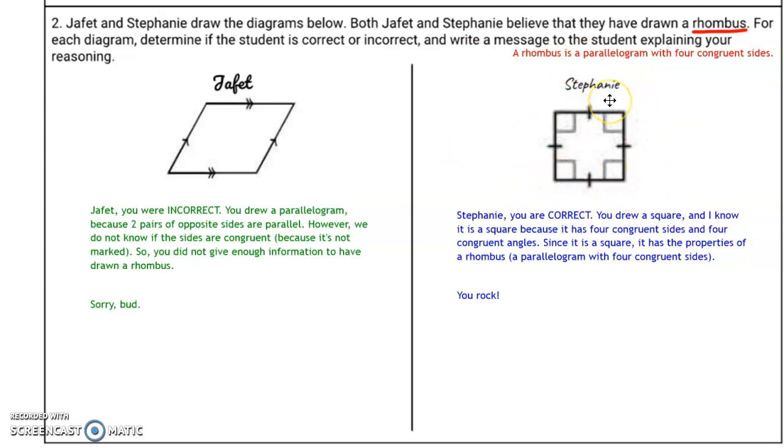For this next one, Stephanie drew a square. And if you had said she drew a square and she is wrong, oof. Remember that a square has 4 congruent sides and 4 congruent angles. Since it's got the 4 congruent sides, and since it is a type of parallelogram, it does still have the properties of a rhombus. A square is a type of rhombus. It's also a type of rectangle. A rectangle is a type of shape with 4 right angles. A square is a special kind of rectangle. It's also a special kind of rhombus. So anyway, we know that she did draw a rhombus. So she rocks.